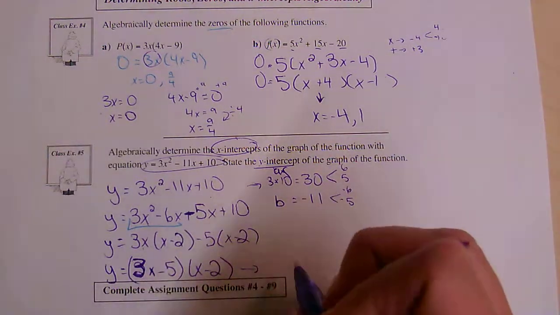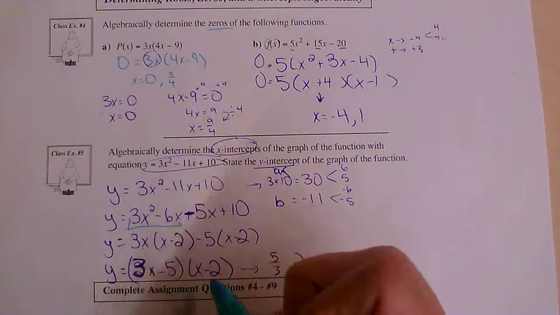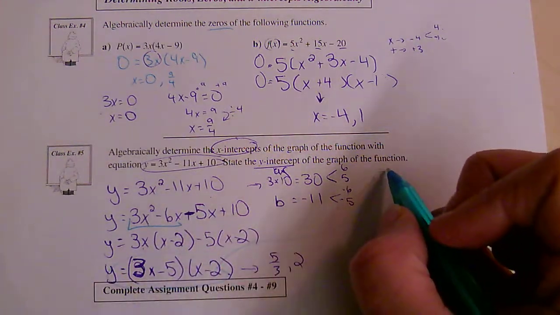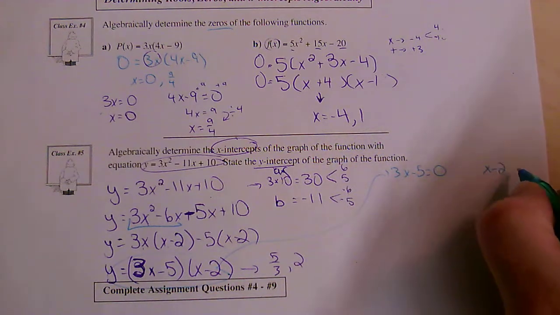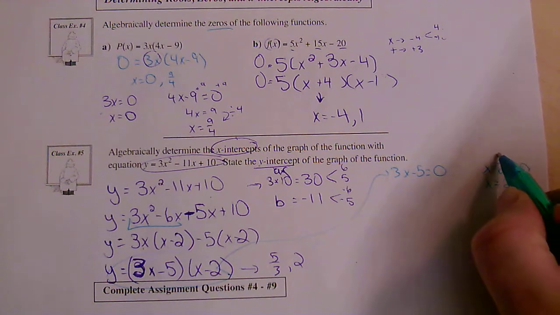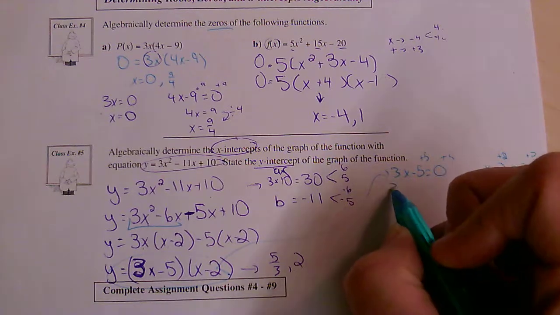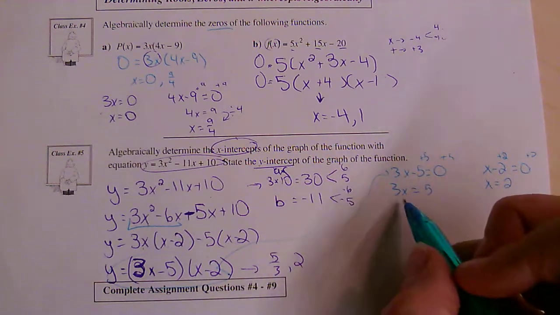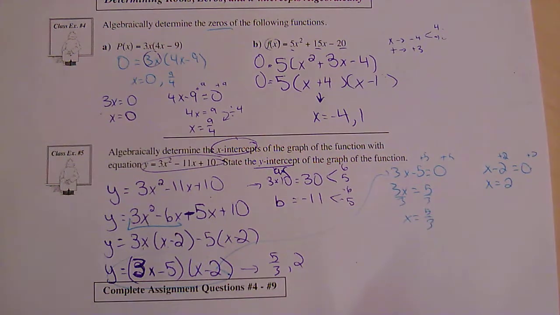So you can do it the quick way: this would be 5/3 and 2. Or you set each of these equal to 0. So 3x minus 5 is equal to 0, and x minus 2 is equal to 0. Then you rearrange them. This is going to be plus 2, plus 2, plus 5, plus 5. 3x is equal to 5, and then divide by 3, x is equal to 5/3.